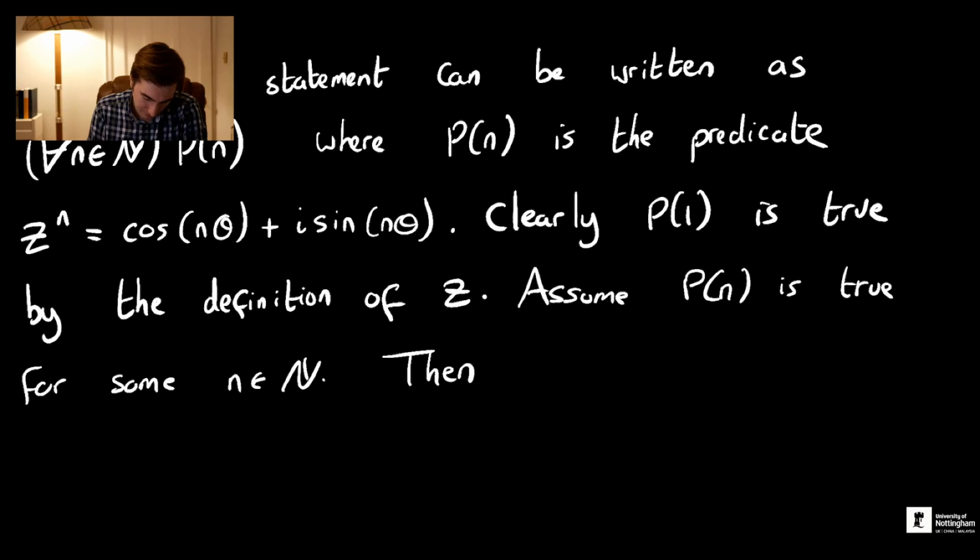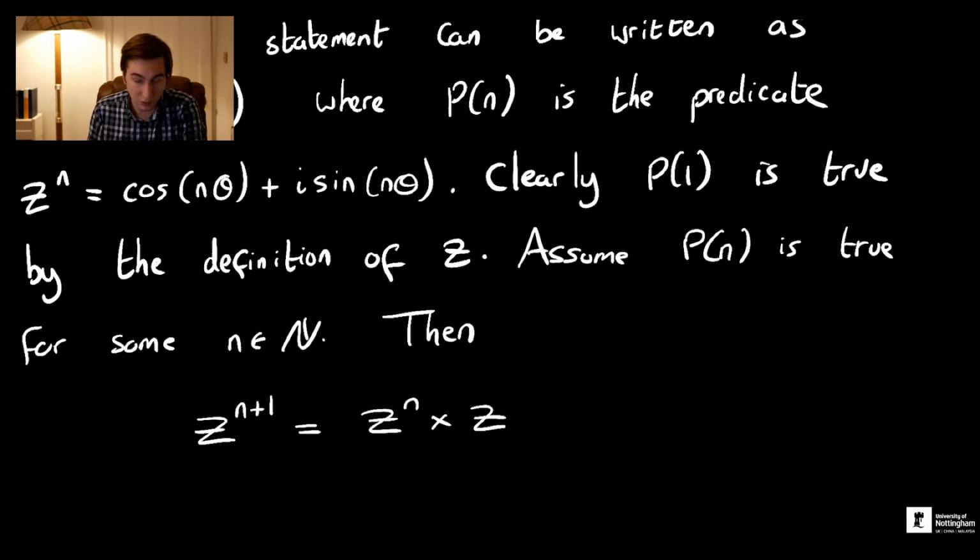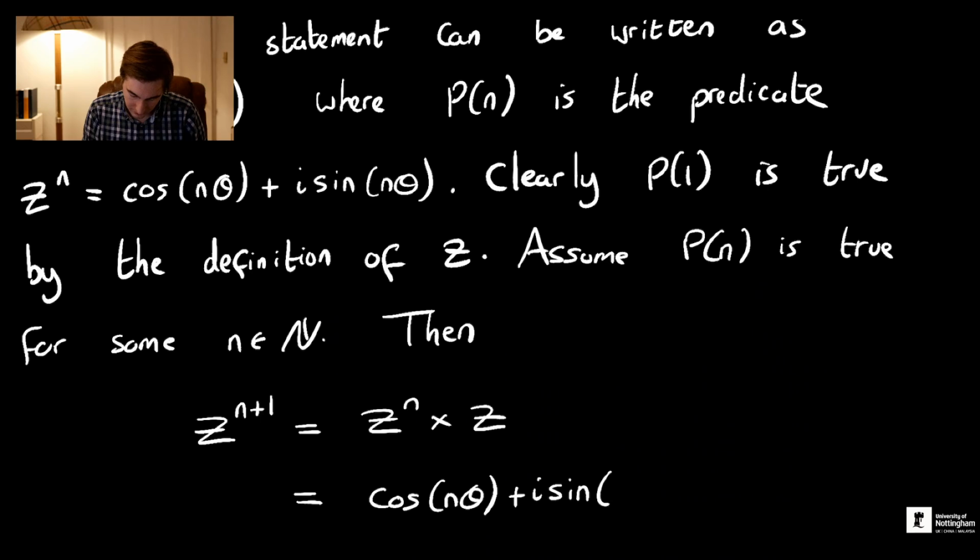We're going to have z to the n plus 1. Well, that by definition is z to the n times z, just using our rules of exponentials. And we can substitute in the fact that we've assumed that P of n is true up here. We've said that this P of n is true. Hence, we can substitute in for z to the power of n as cosine n theta plus i sine n theta. And we multiply that by z, which is cosine of theta plus i sine of theta.